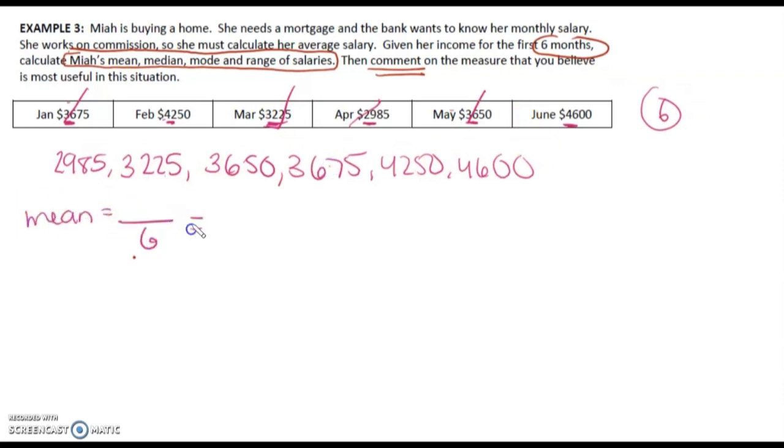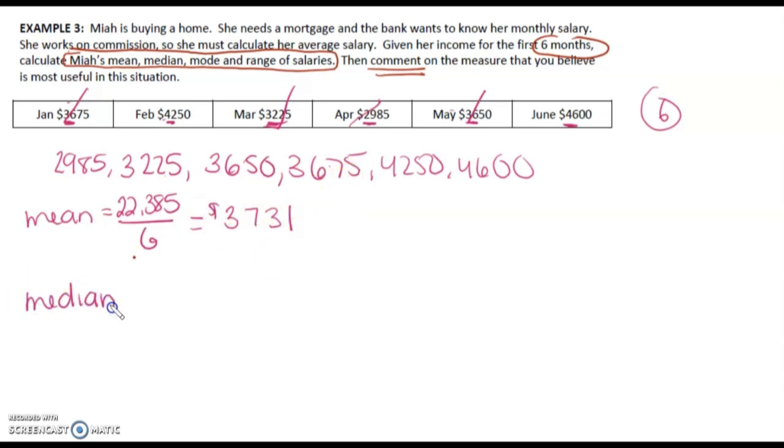Okay, so the mean, we're going to add these up. So 2985, 3225, 3650, 3675, 4250, 4600. Okay, so I get $22,385. So when we divide that by 6, we get an average of 3,730. Let's just round to the whole number, $3,731 a month that she would get paid.